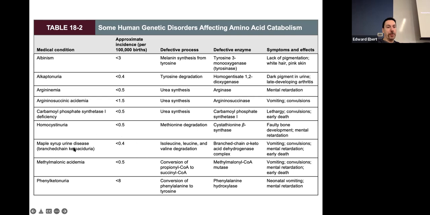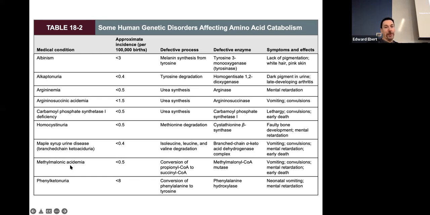I mentioned maple syrup urine disease, or sometimes it's called branched chain ketoaciduria. If you can't degrade or metabolize these branched chain amino acids, they accumulate and lead to vomiting, convulsions, mental retardation, and early death. So again, if you find babies whose diapers smell like maple syrup, test for this and start making sure that you limit the amount of branched chain amino acids in the diet.